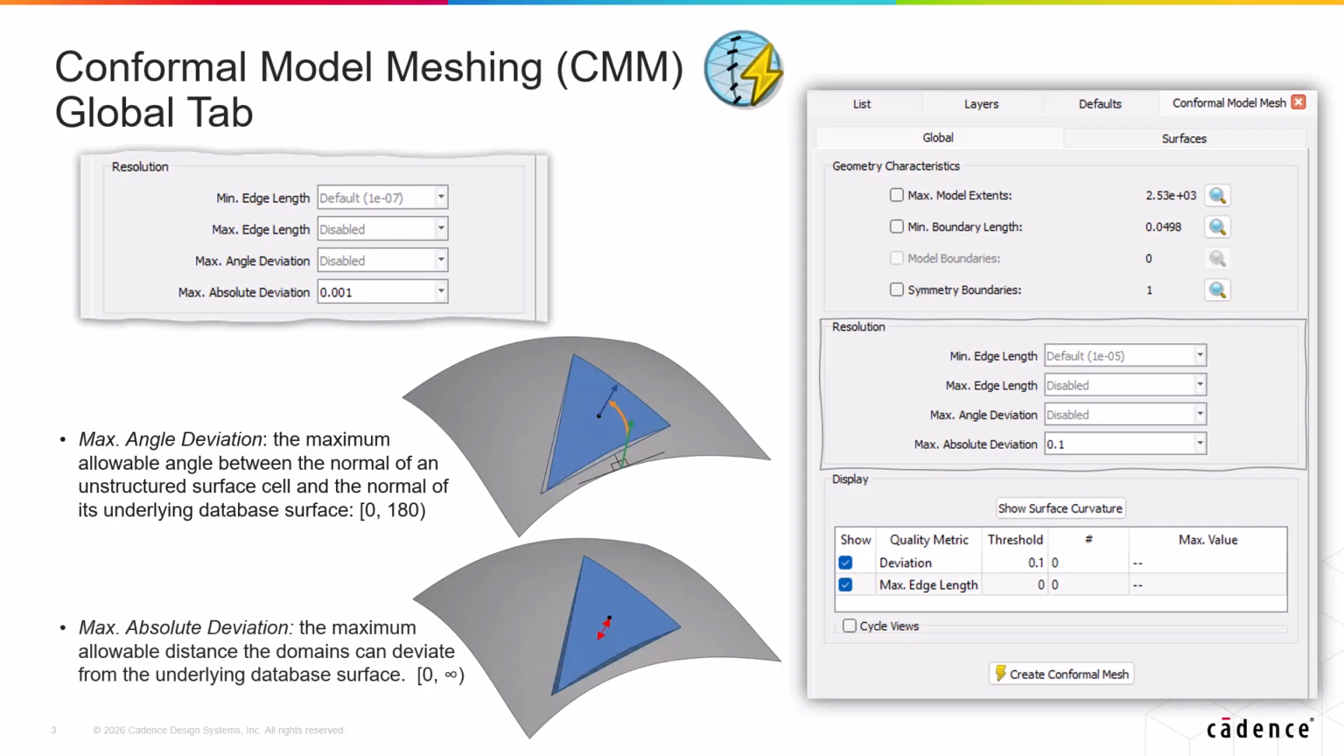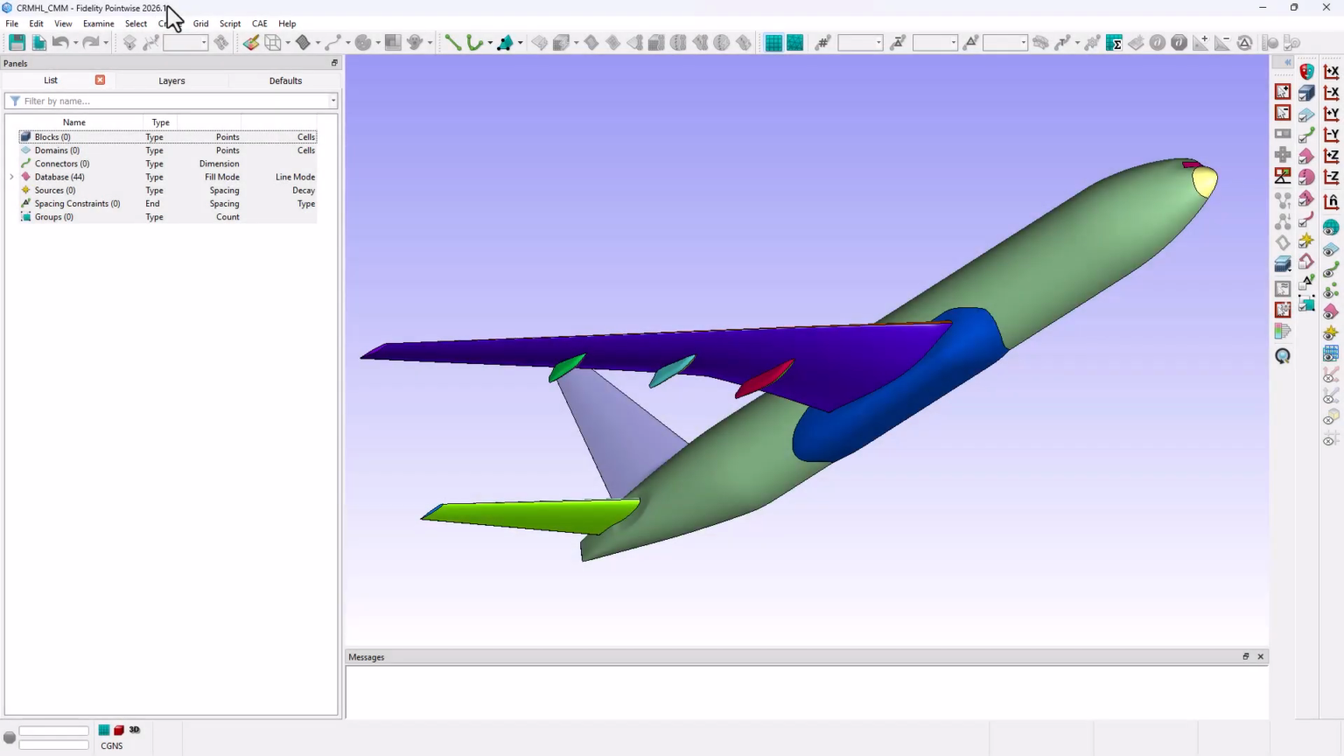Now, let's take a look at an example. Here I have the CRM high-lift configuration model loaded in Fidelity Pointwise, and I'll use this geometry to demonstrate the conformal model mesh workflow. Before we begin, it's worth mentioning that CMM works directly on imported CAD geometry. You do not necessarily need to go through the Assisted Model Assembly (AMA) or Assisted Quilt Assembly (AQA) before using CMM. In many cases, you can simply import your geometry and proceed directly to conformal mesh generation, as long as you have a watertight geometry.